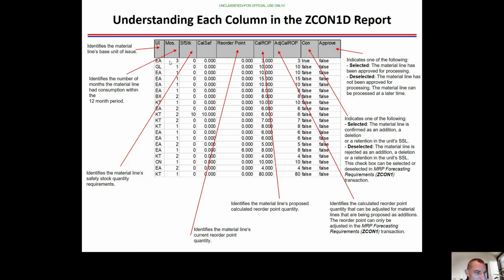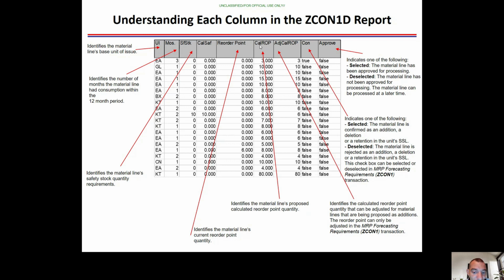Months identifies the number of months the material has been consumed within a 12-month period. For example, the top one, we've consumed it 3 times in a 12-month period. Safety stock identifies the material line's safety stock quantity requirements. Then you've got your reorder point, which identifies the material line's current reorder point. So this is your current reorder point.